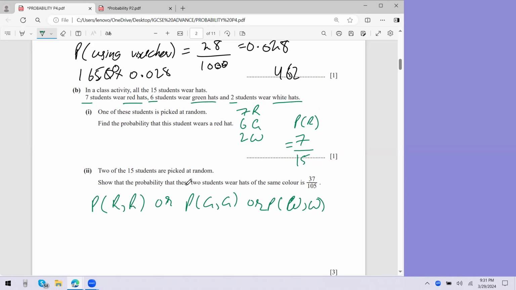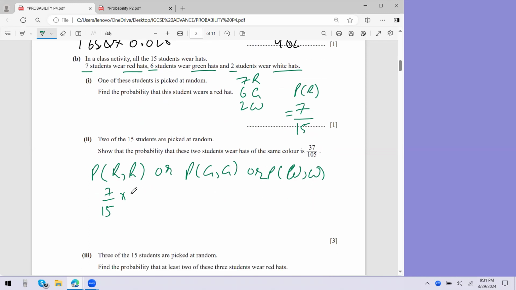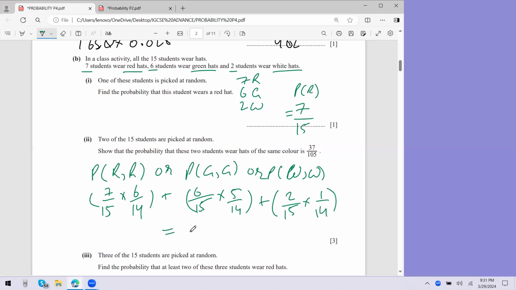What's the value of first being red? 7 over 15, and the second being red. Because it is without replacement, obviously, when a student is picked, he will not pick the hat again. Already one has been taken out, right? So it's 7 over 15 times 6 over 14, plus 6 over 15 times 5 over 14, plus 2 over 15 times 1 over 14. So you will solve them, and that will be equal to 37 over 105. Any questions, please ask.